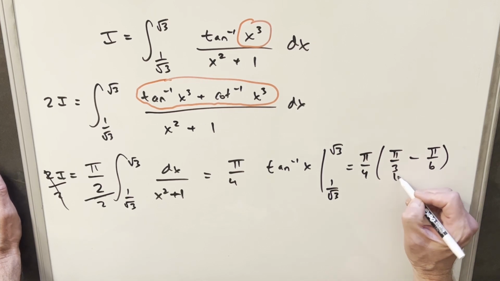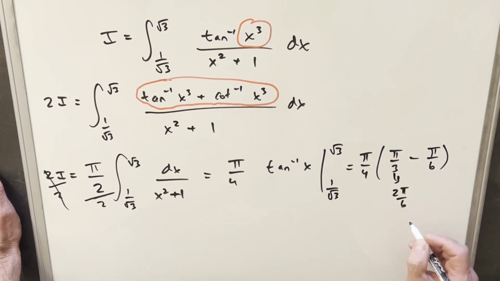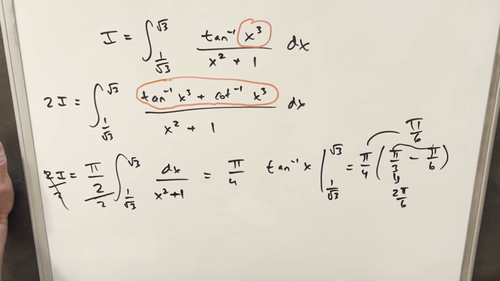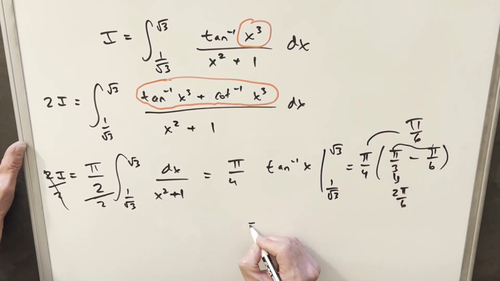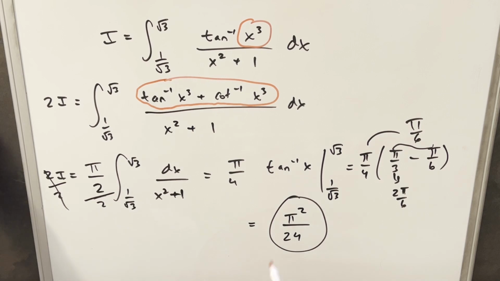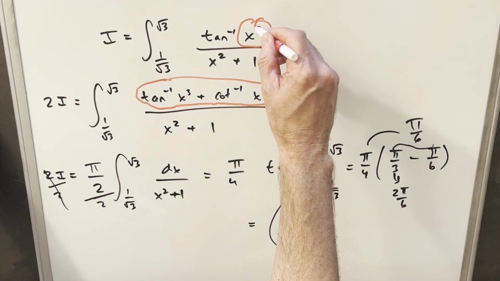Well, we can take pi over 3 and write it as 2 pi over 6, so that this whole thing is actually just pi over 6. Then just multiplying pi over 4 times pi over 6, we get our final solution, which is going to be pi squared over 24.